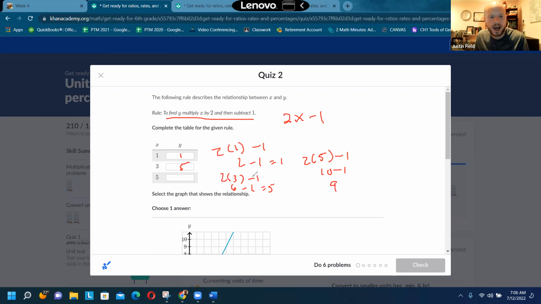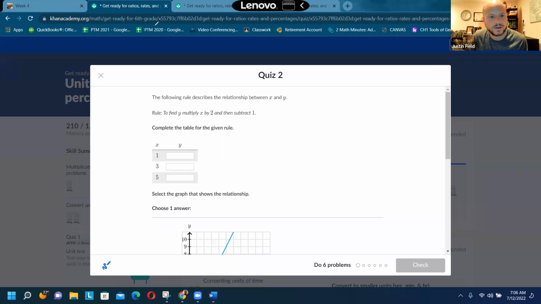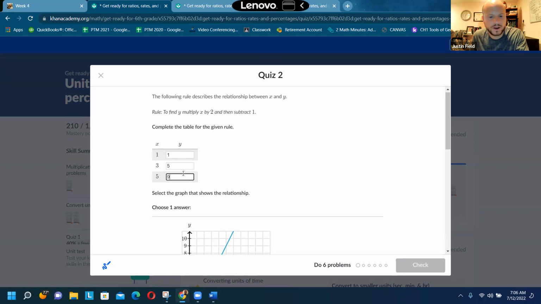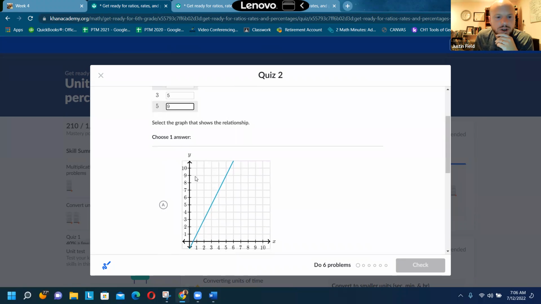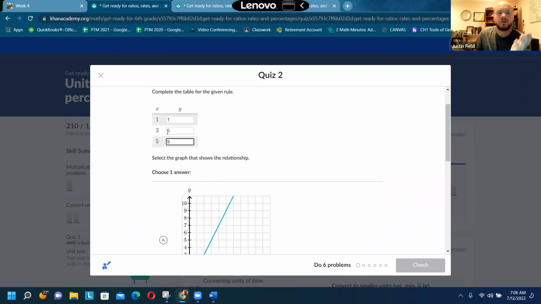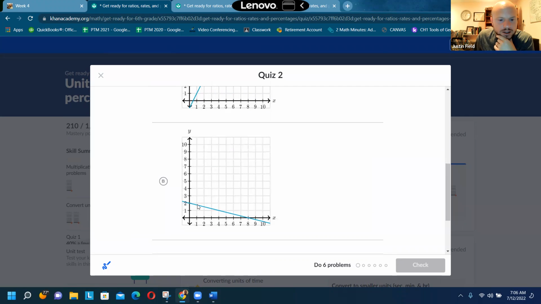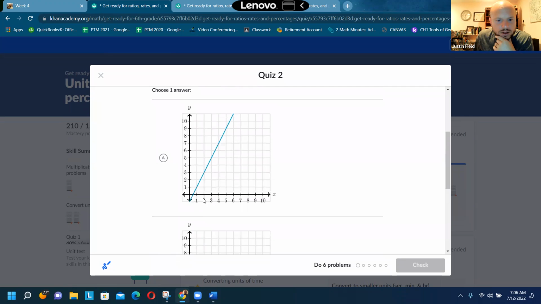So notice how I did that? And ask if it didn't make sense, but that is how you do that. So 1, 5, 9. And then choose the graph that fits it. So we want the graph that goes through (1, 1), (3, 5), and (5, 9). So this goes through (1, 1). This goes through (3, 5). It's that one.